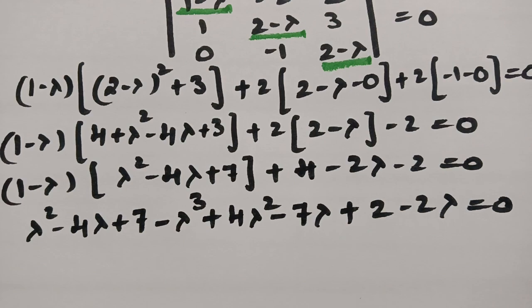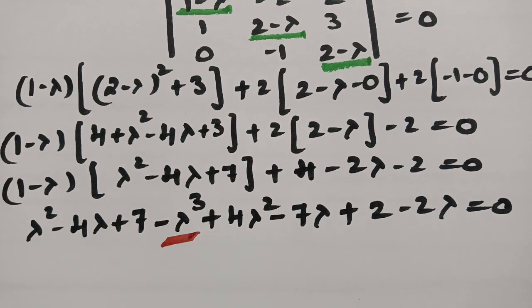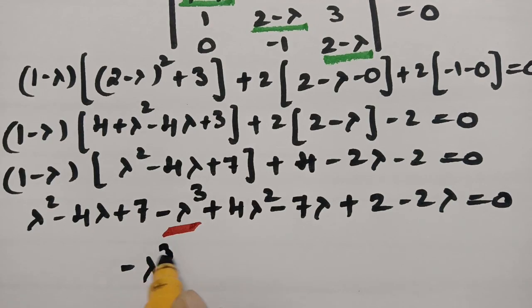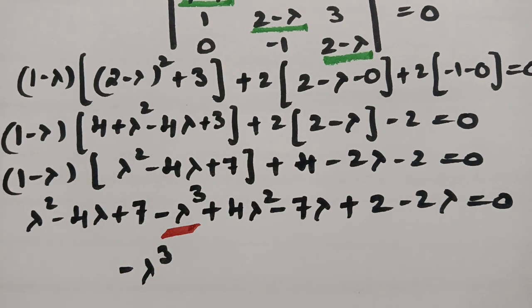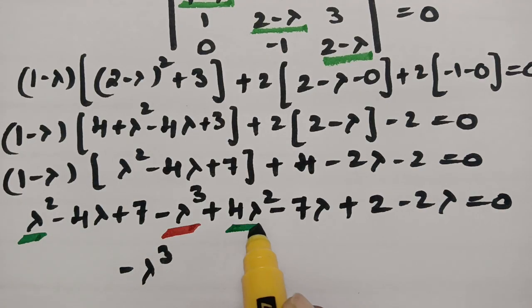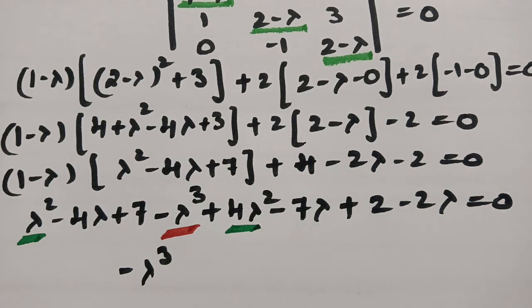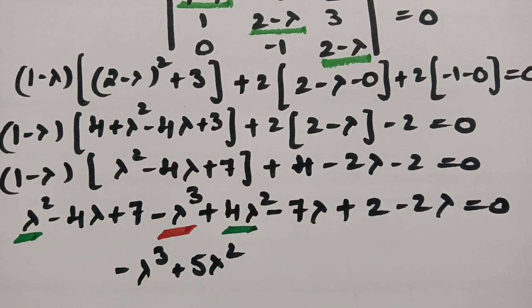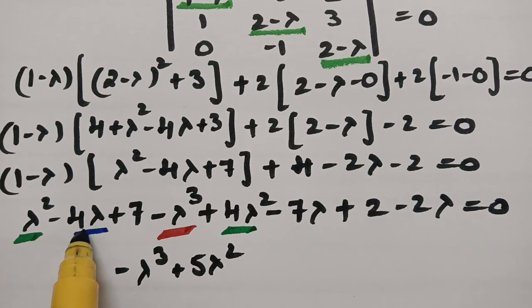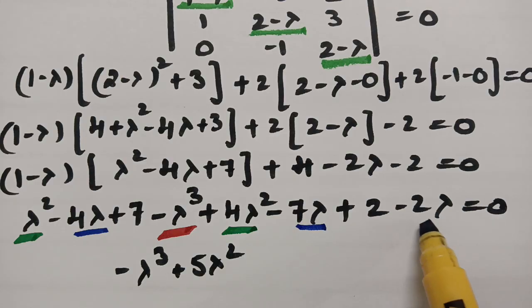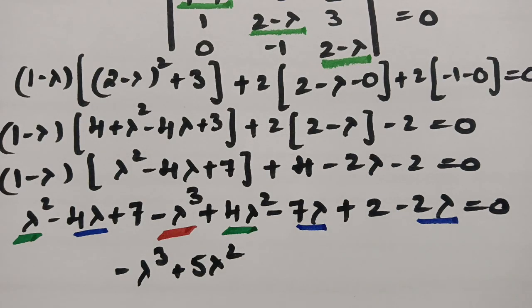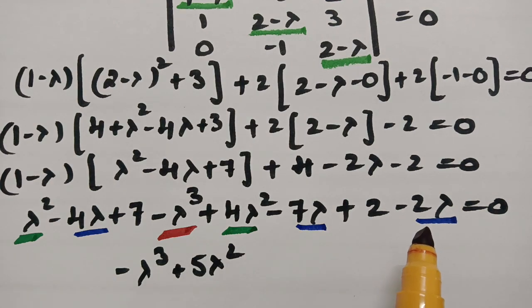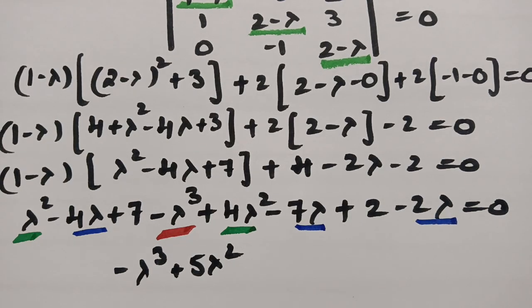Clear? So now see here, there is a single minus lambda cube. First of all, I'm writing minus lambda cube. And the next thing is, we have to find lambda squares. Here is a lambda square, here is a lambda square, so this is going to become plus 5 lambda square. And the next thing here is we have to find the coefficients of lambda. This is minus 4 lambda, this is minus 7 lambda, this is minus 2 lambda. So this is minus 4, minus 11, this is minus 13 lambda.